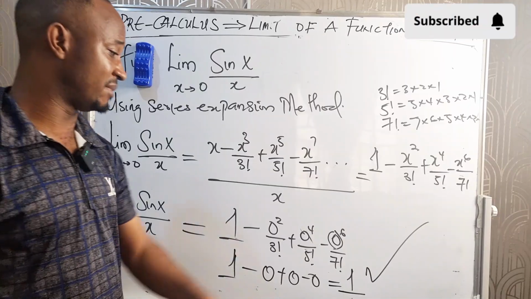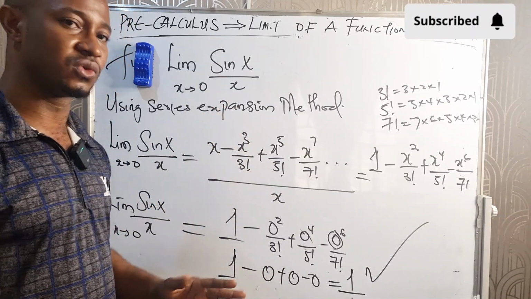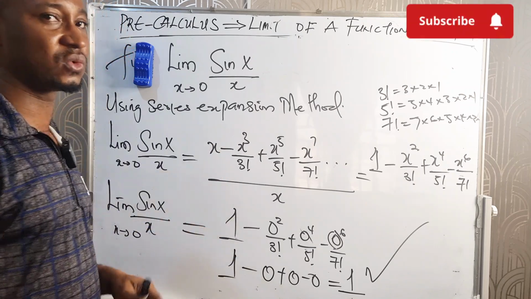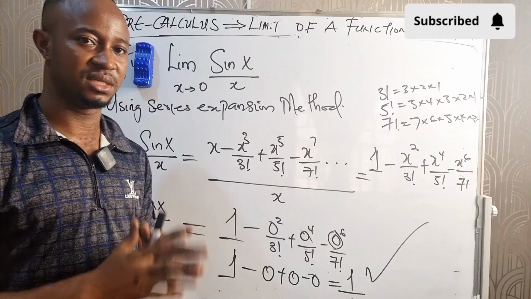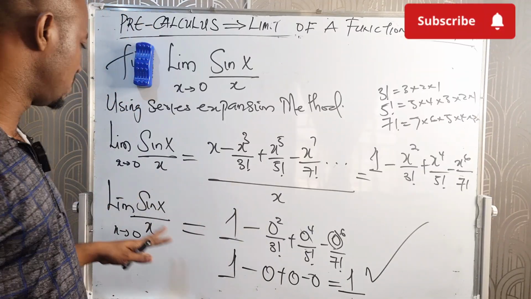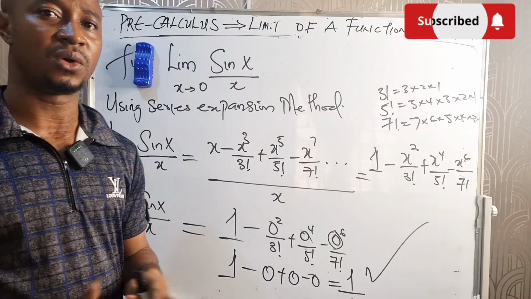Are you seeing that we got the same answer even when we used L'Hopital's rule? So the best rule to use when you have a sine function or cosine function is L'Hopital's rule, except the question says using series expansion. Then all you need to do is look out for which among the 4 basic expansions I gave will fit in.